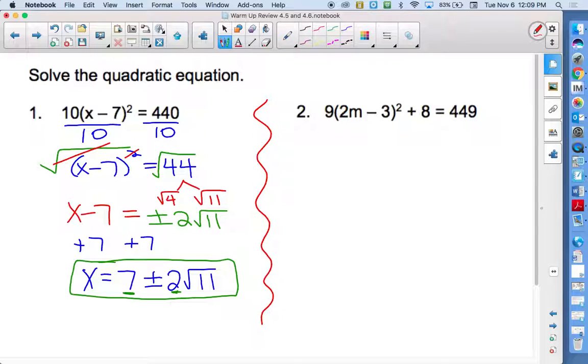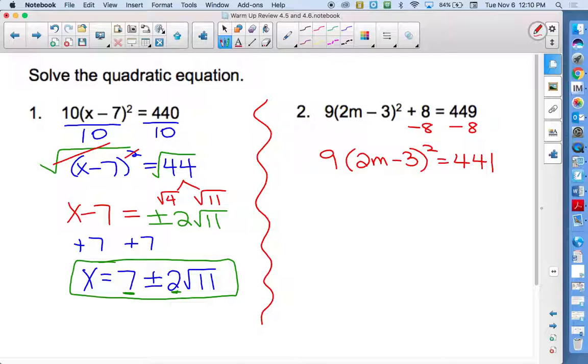All right, so looking at the second example, we have to move that 8 to the other side first. So take the 8 to the other side. There are like terms that can be combined. We want to combine those like terms first before we do anything else.